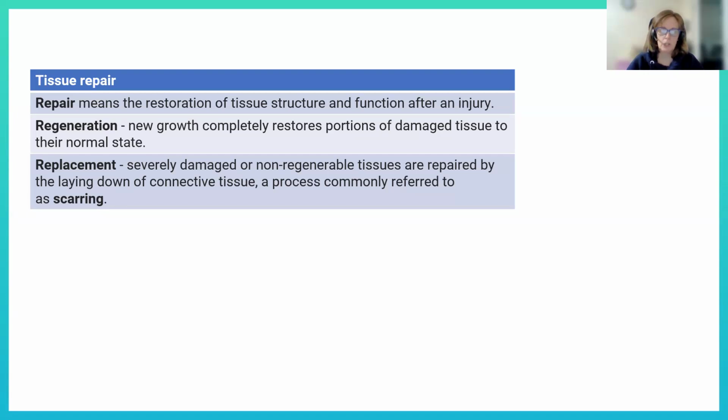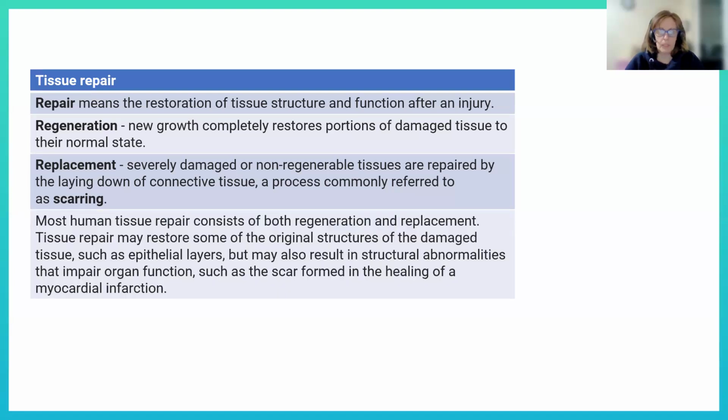So there's different types of tissue repair that we can get. There's either regeneration where it's back to normal, or there's replacement where you have some scarring. So if you get an injury, most tissue repair will consist of both of these. Some of the tissue will be regenerated and be completely normal, and some of it will be replaced. So you will get some scarring, you get a bit of both. And what happens in the tissue repair is that some of the original structures of the damaged tissue, such as epithelial layers like the skin and the inside of your mouth maybe, will be repaired, but you may also get scar tissue formed, depending on what's happened.